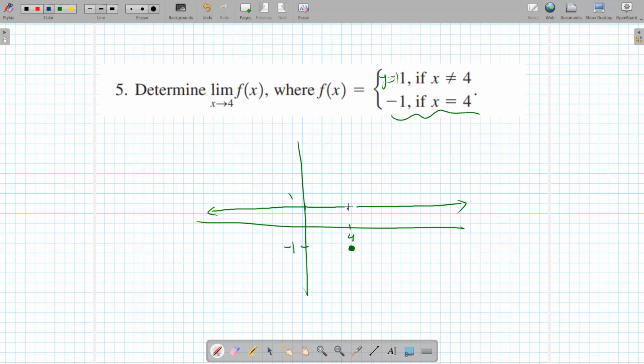Notice there's a jump. From here you go to here, and then from there you go back up here. This means the function is not continuous.